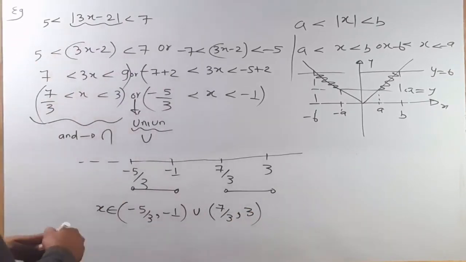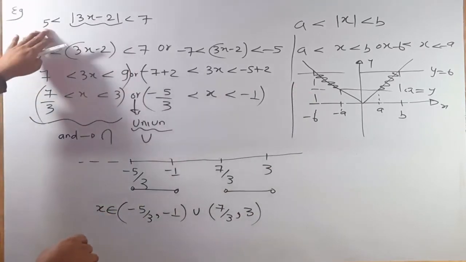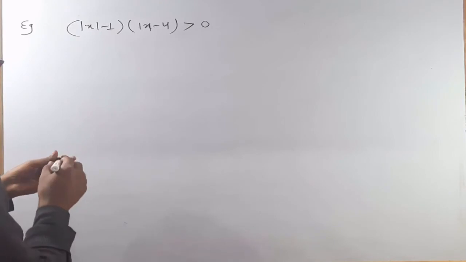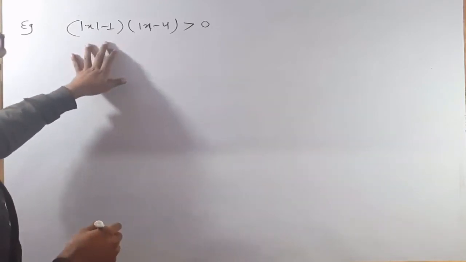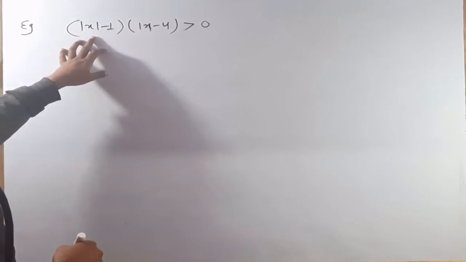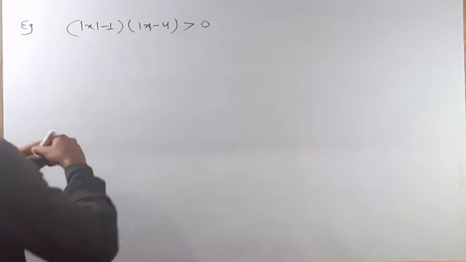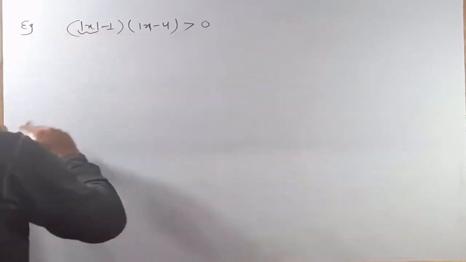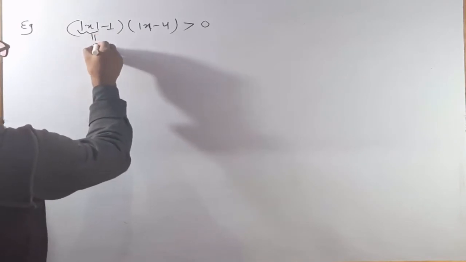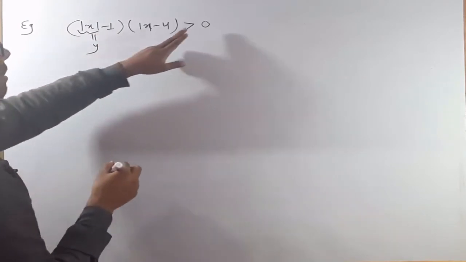So I'm going to take one more example as far as this modulus function is concerned. We need to calculate the values of x for which this inequality is satisfied. Now how do we do it? We will simply draw the graphs. We cannot actually draw the graph, so we will assume this as a variable, like y. We need to calculate the values of y for which this inequality is satisfied.